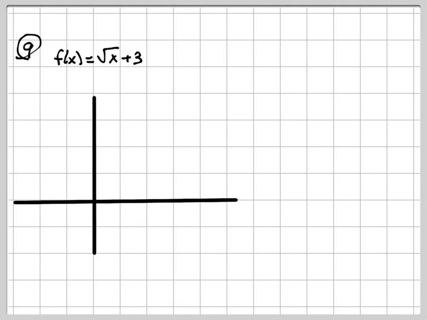Okay, so number 9 asks us to graph the function f of x equals the square root of x plus 3. We know what the square root of x function looks like. We talked about it. It has a basic image. I'll just draw the basic image in real quick to start with, just as a reference point. It hits the origin, it has this point (1, 1), and then we connect it like that. That's the standard graph of y equals square root of x.